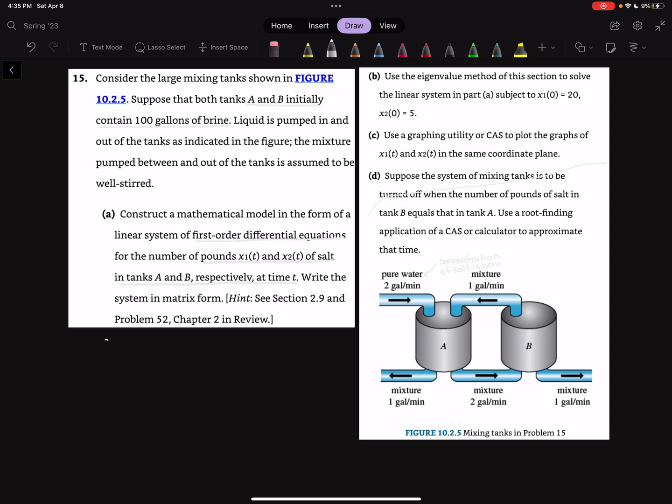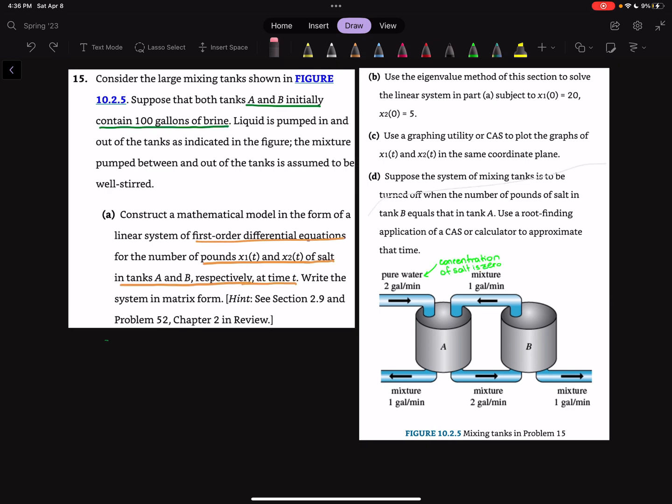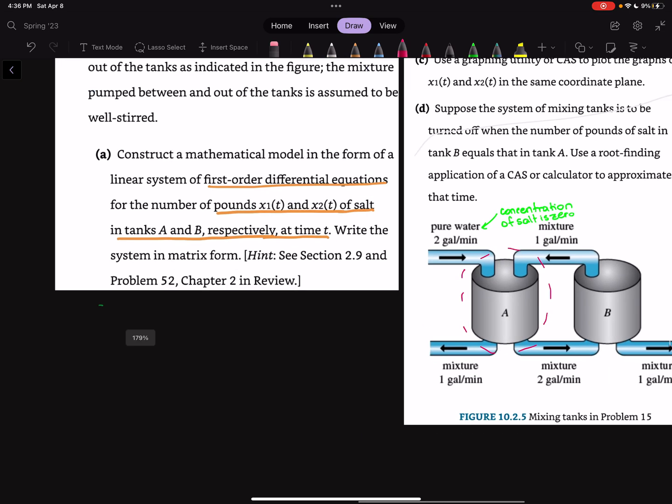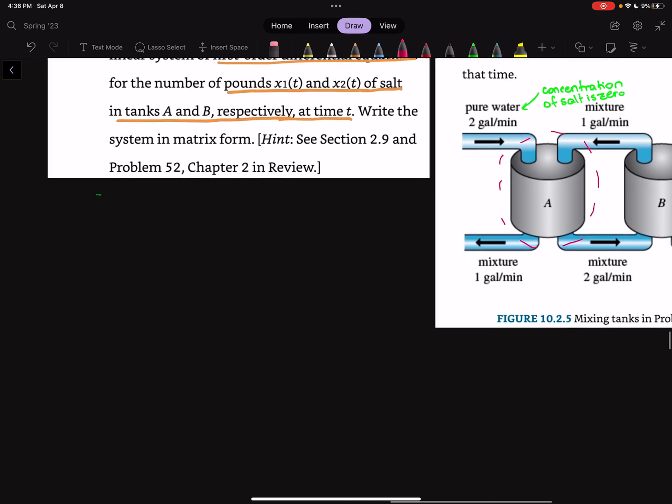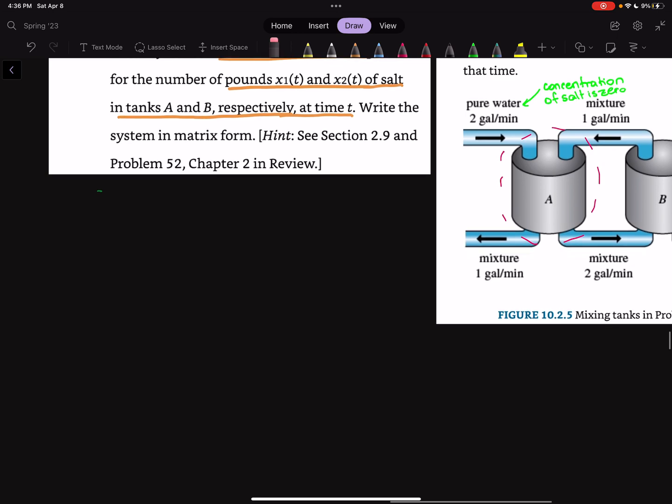Okay, so they said to construct a mathematical model. Let's just focus on one of the tanks. Let's just focus on tank A. What do we see happening in tank A? Well, first of all, we remember that we used to do these problems with a single tank.